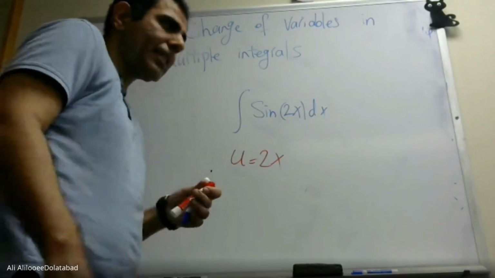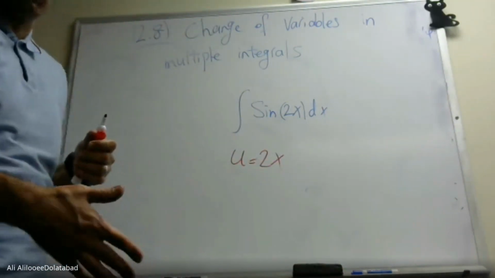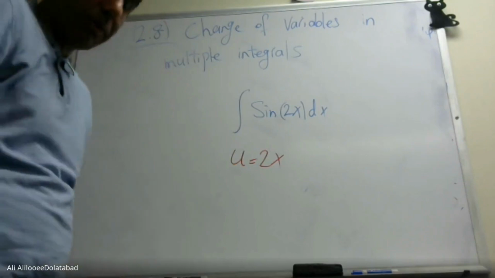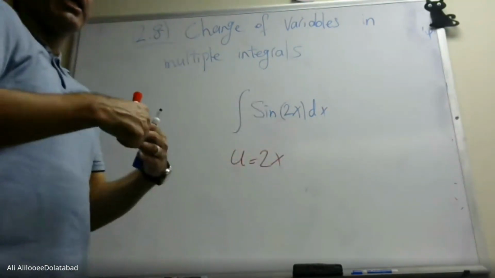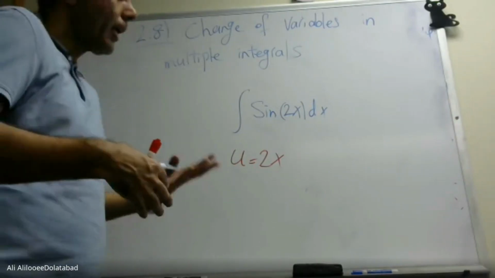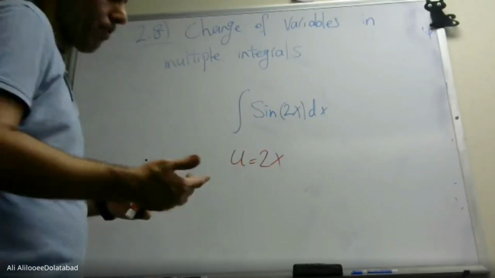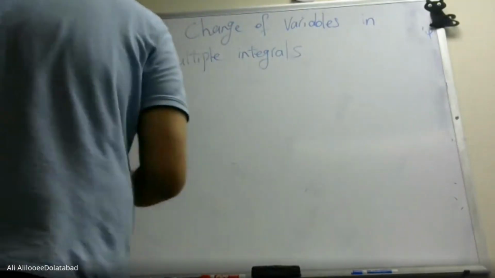Today, we want to see how we can change the variable if we have a double integral, if we have a triple integral. Our goal today, and maybe tomorrow, we will continue this tomorrow, is to see how we can use change of variable if we have a double integral, if we have a triple integral. In order to explain this, first we need to start with one definition.